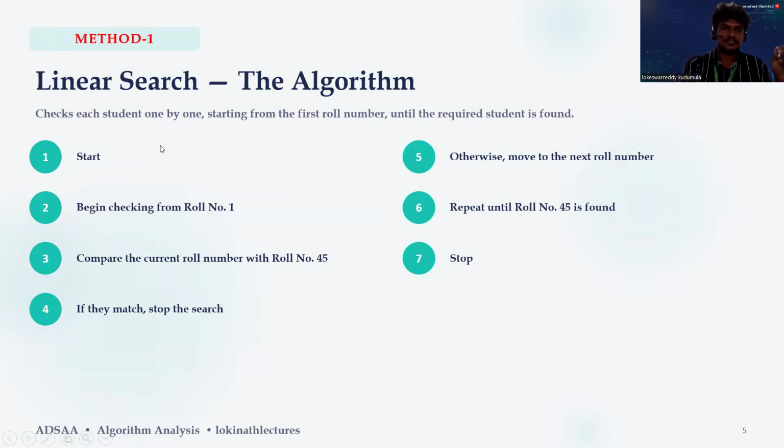Here, if you observe, this is the linear search algorithm. I hope you already know how to write an algorithm. First we write start, and we begin checking from roll number one, comparing each current roll number with 45. If they match, we stop. Otherwise, move to the next roll number. Repeat this process until we find the matching roll number. So this is the algorithm of linear search.